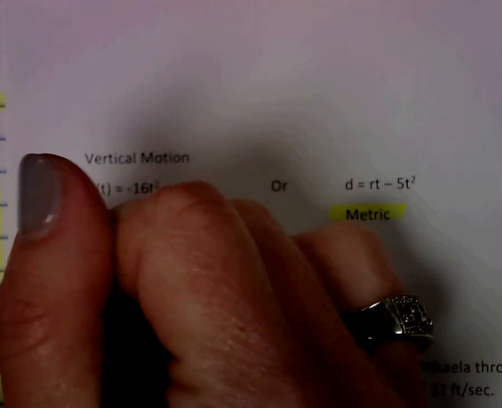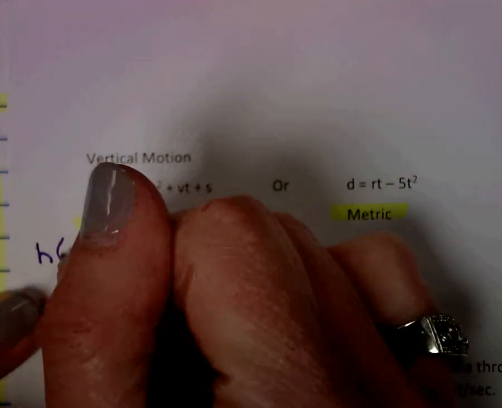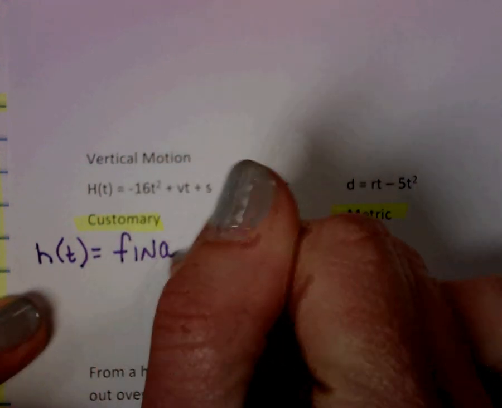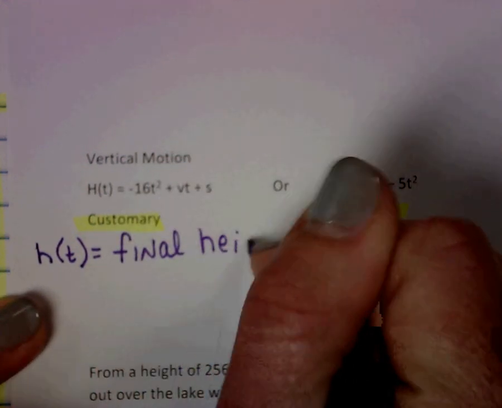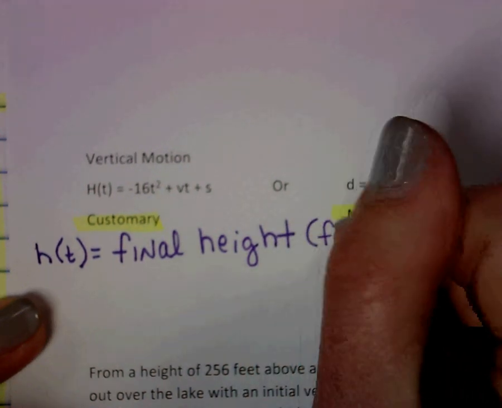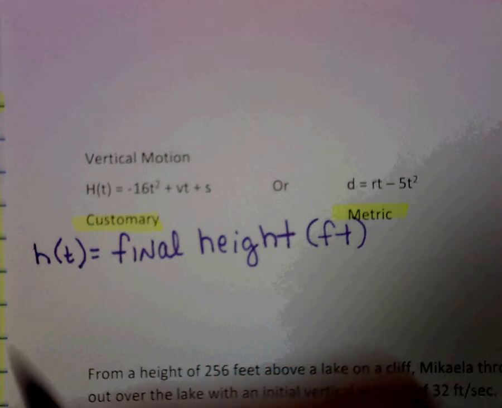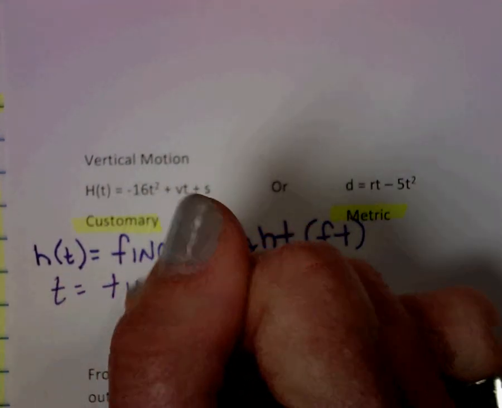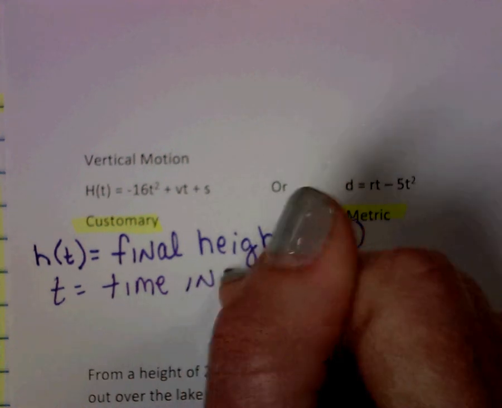First of all, we have h of t. H of t represents the final height of our object that we're talking about. And this is measured in feet. We also have t. Hopefully we realize that t stands for time, and it's going to be in seconds.